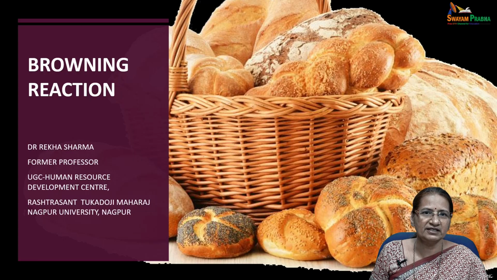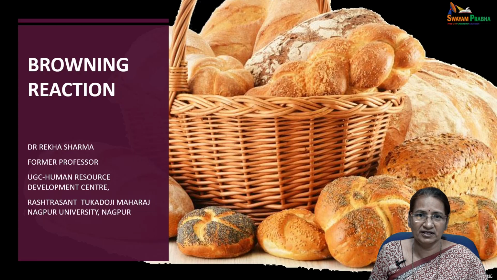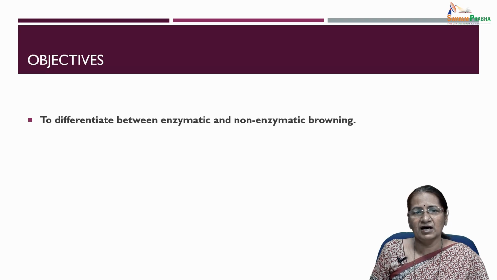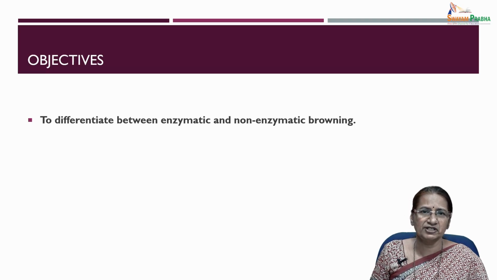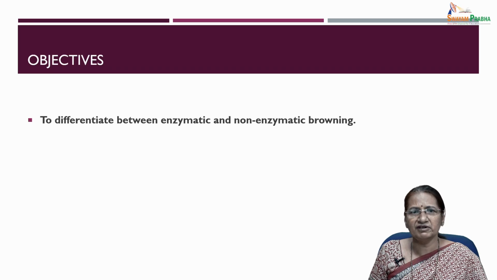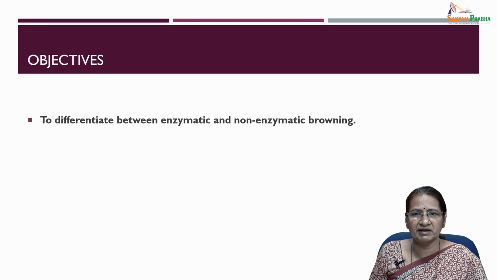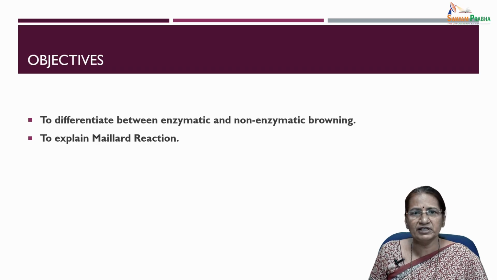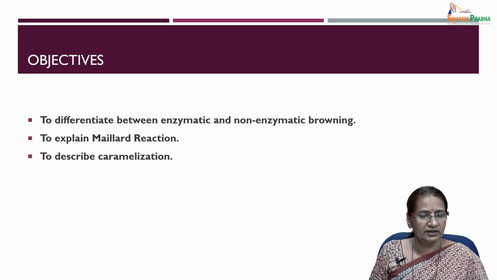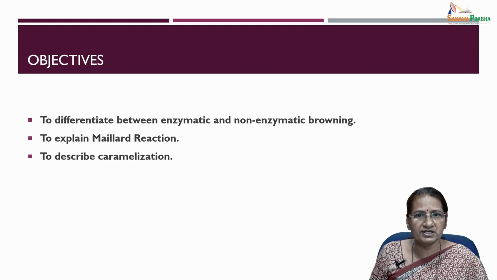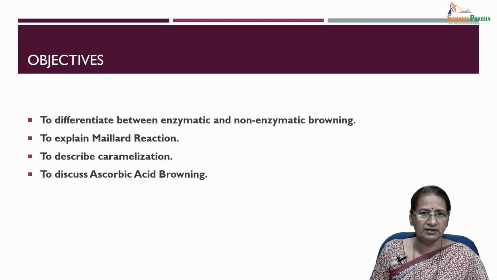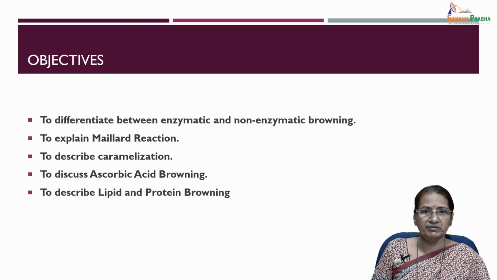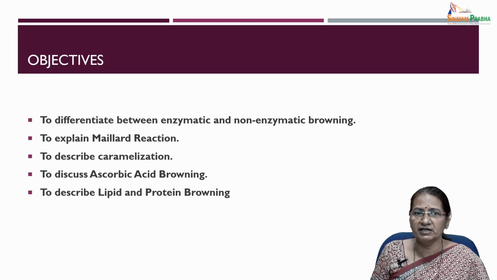We shall be studying Browning reaction in this video. The objectives are, after studying this module, the learners will be able to differentiate between enzymatic and non-enzymatic browning. They will be able to explain Maillard reaction. Learners will be able to describe caramelization. They will be able to discuss ascorbic acid browning and will be able to describe lipid and protein browning.